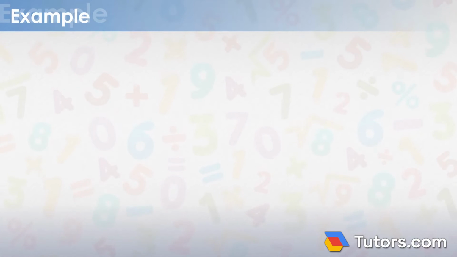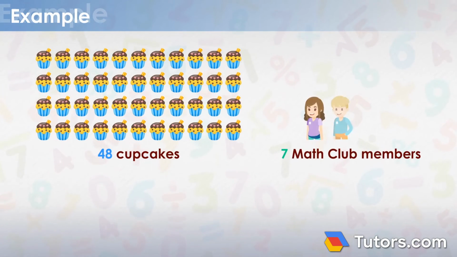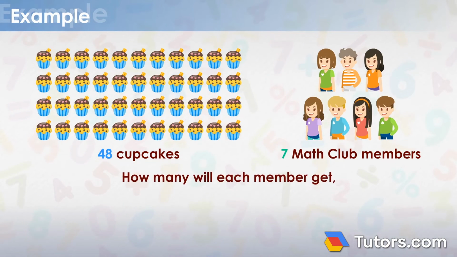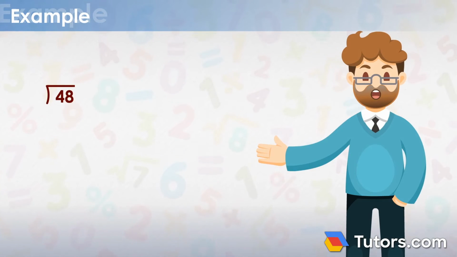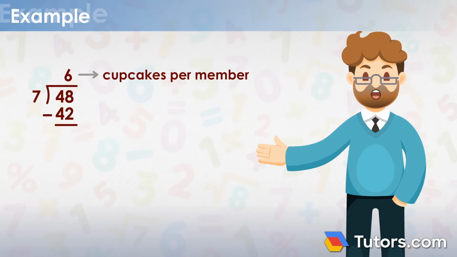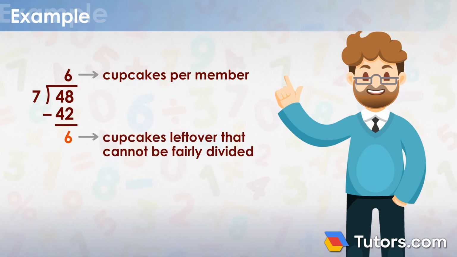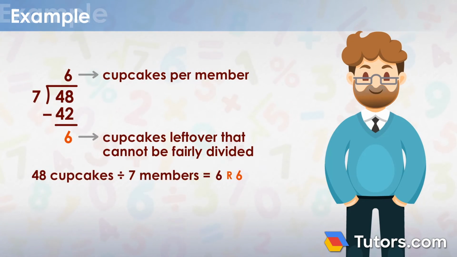Here is an example. 48 cupcakes are available to be divided fairly among 7 math club members. How many will each member get, and how many will remain? 48 cupcakes divided by 7 members equals 6 cupcakes per member, with 6 cupcakes left over that cannot be fairly divided. Written as an equation, it looks like this.